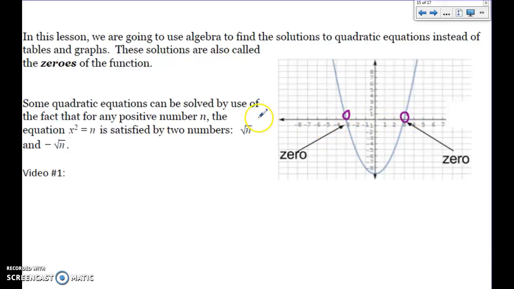Some equations can be solved by using the fact that for any positive number n, the equation x squared equals n is satisfied by two values: the square root of n and the negative square root of n. So if I were to ask you, x squared equals 9, do you see how we have two solutions to that problem? I could say x squared equals 9, and x would be plus or minus 3. So let's look at an example.